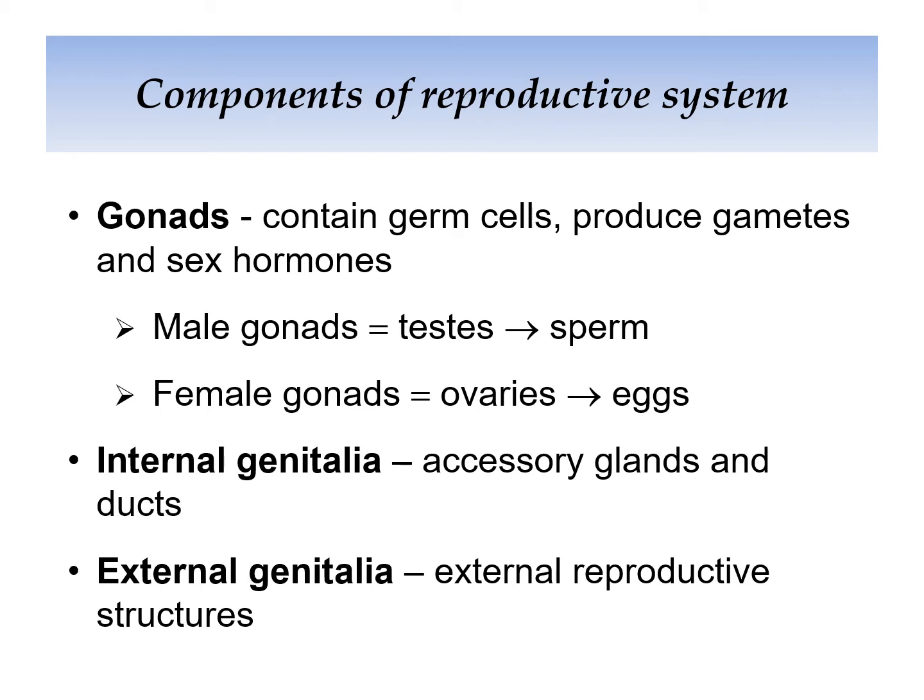And besides that, we also have the internal genitalia, and these are all the glands and the ducts that essentially move specific fluids or cells. And then you have the external genitalia, which is essentially how the specific cells are transmitted between males and females.